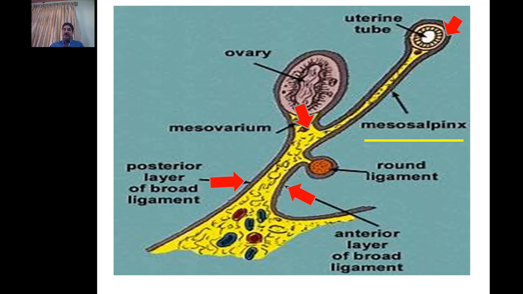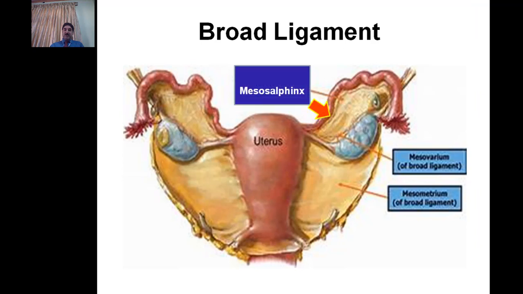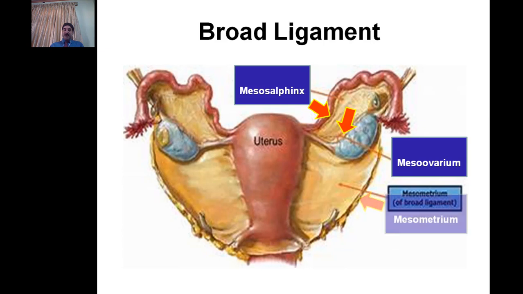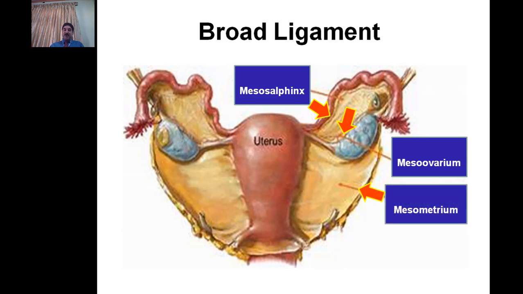Anterior layer of the broad ligament also encloses round ligament of uterus. So broad ligament is divided into mesosalpinx, which encloses uterine tube, mesoovarium, double-layered fold of posterior layer of the broad ligament enclosing ovaries, and mesometrium, double-layered fold of the broad ligament, which runs from the lateral borders of the uterus to lateral pelvic walls. It supports the uterus besides covering uterus and its associated structures.